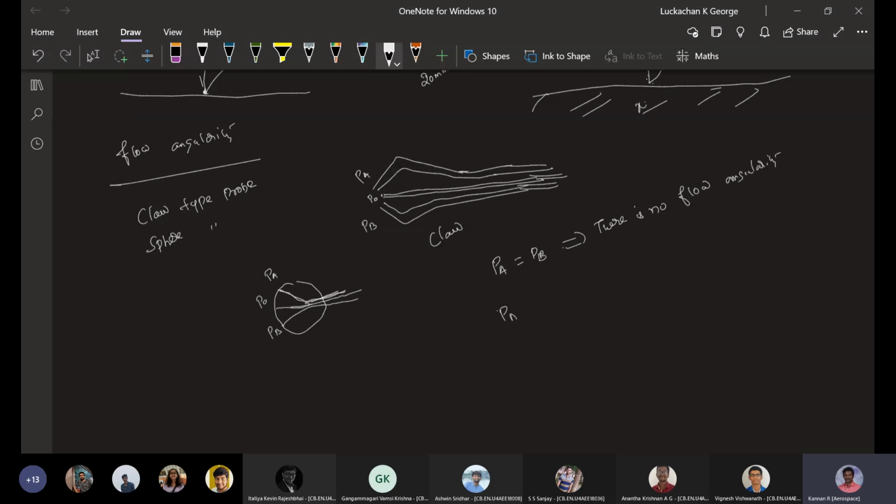But if PA is greater than PB or PA is less than PB, then we have to calibrate these probes at different angles. We need to establish a perfectly straight flow with respect to the axis. So we need to place this probe with the help of a tripod system and orient the angle, pitch and all. You can vary that and see how your PA and PB vary. Based on that, you need to generate a calibration chart. And in the same way, this is a 3 hole probe.